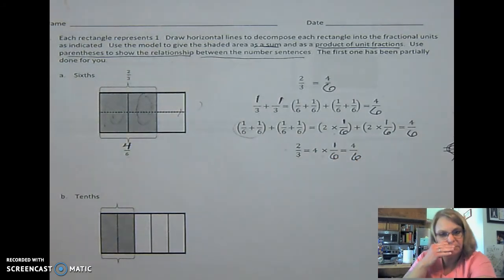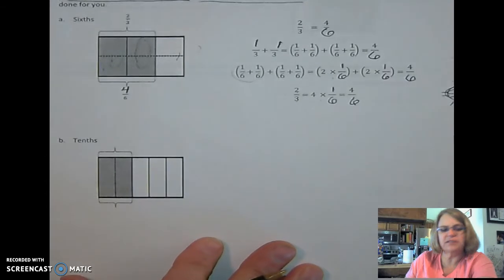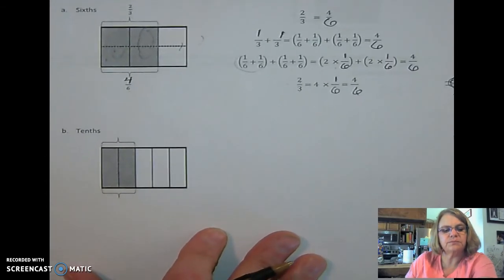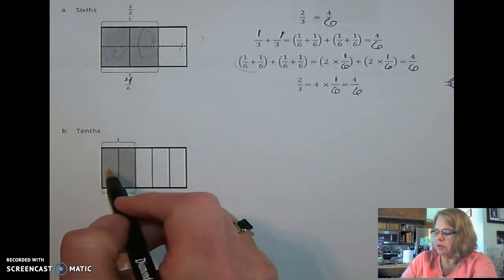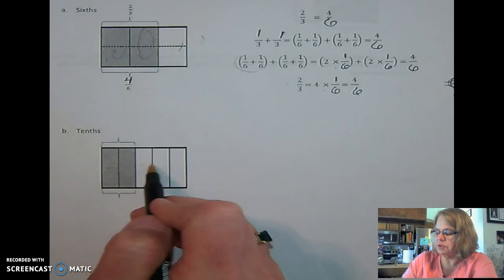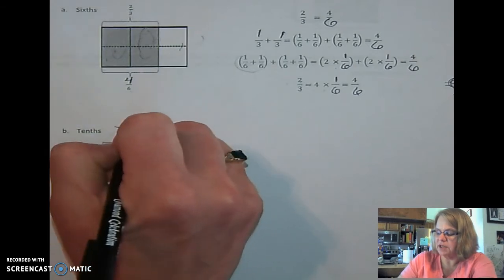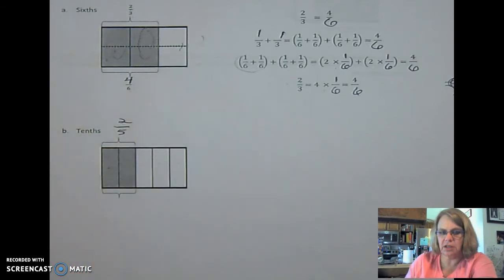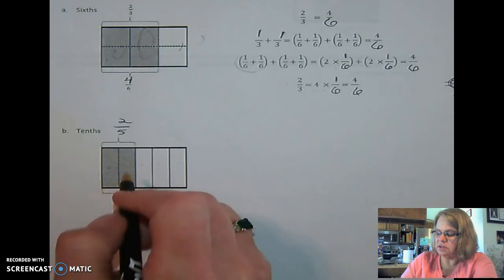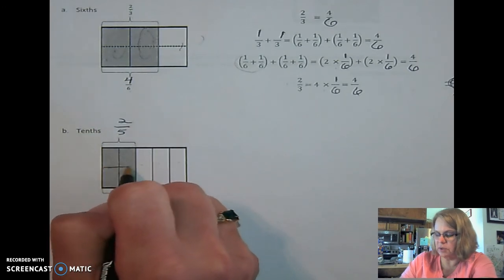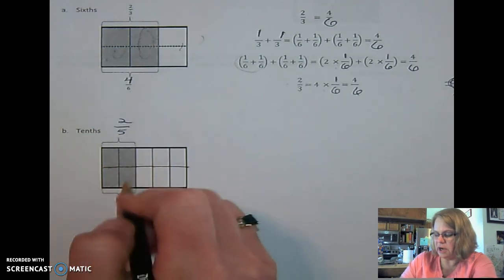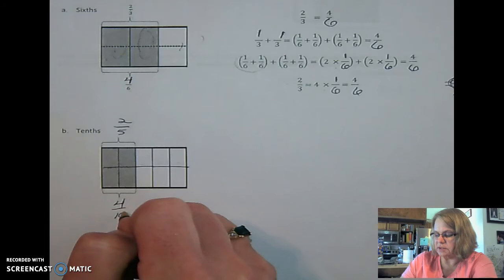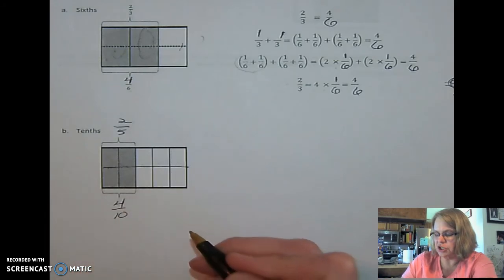So, let's look at the next one. They want us to divide the next one into tenths. So, what do we have to begin with? 1, 2, 3, 4, 5. We have fifths, and we have 2/5 shaded. So to divide this into tenths, we're just going to draw one line across. Now it becomes 4/10.